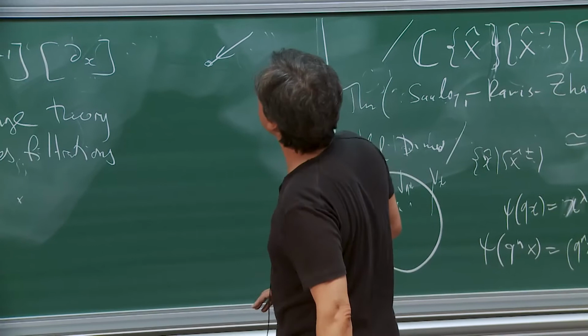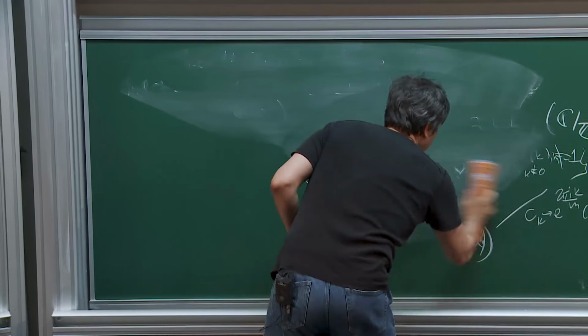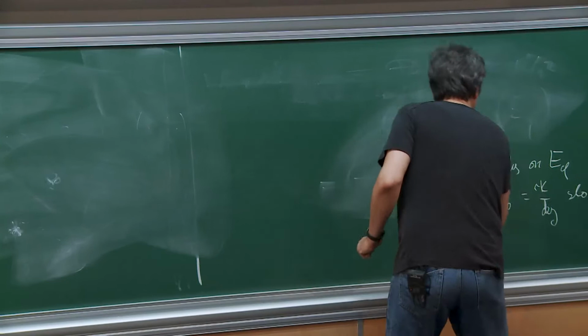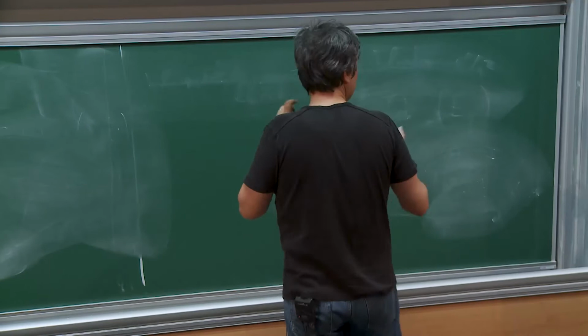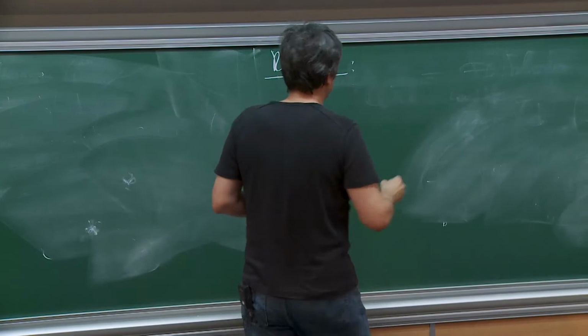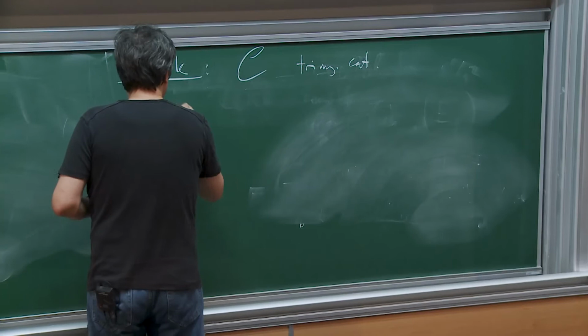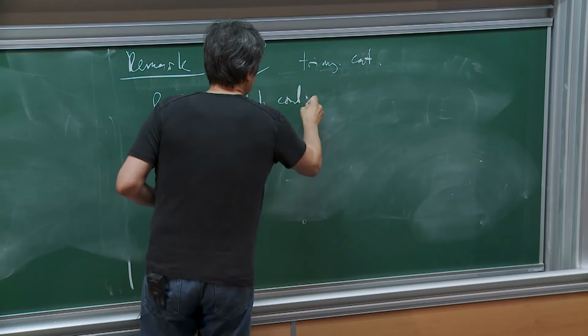So we get this small story. Let's understand this two anti-Harder-Narasimhan filtration. This is a very general remark. Suppose C is a triangulated category, and we have a Bridgeland stability condition on it. Bridgeland stability condition means the following.